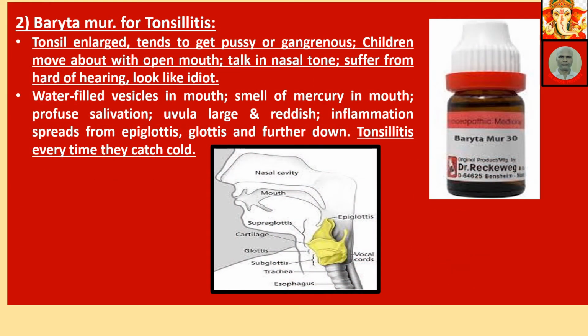Number two, Baryta mure for tonsillitis. Tonsils enlarged, tend to get pulpy and gangrenous. Children move about with open mouth, talk in nasal tone, suffer from hardness of hearing, look like an idiot. Water-filled vesicles in mouth, smell of mercury in mouth, profuse salivation, uvula large and reddish. Inflammation spreads from epiglottis, glottis and further down. Tonsillitis every time they catch cold.